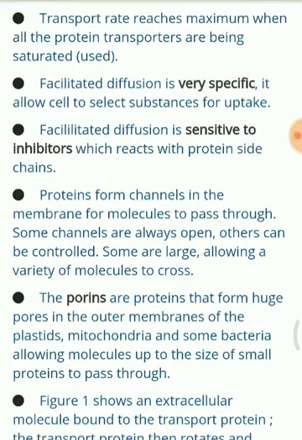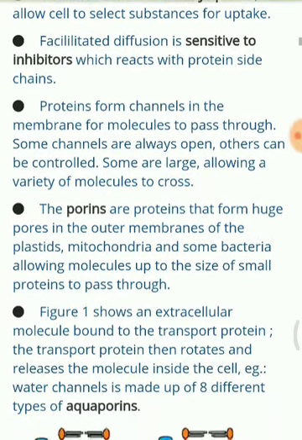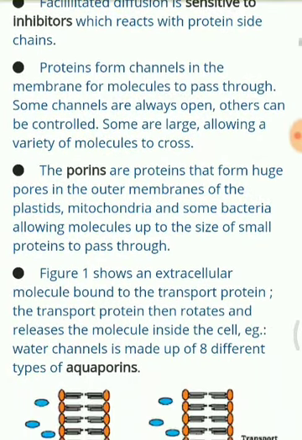Proteins form channels in the membrane for molecules to pass through. Some channels are always open, others can be controlled. Some are large, allowing a variety of molecules to cross. The porins are proteins that form huge pores in the outer membrane of the plastids, mitochondria, and some bacteria, allowing molecules up to the size of small proteins to pass through.